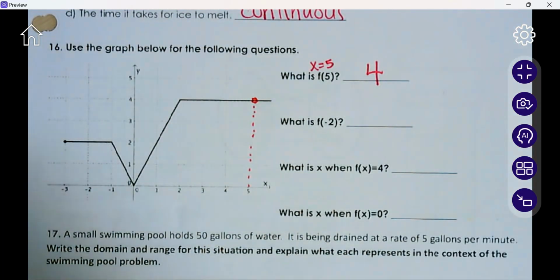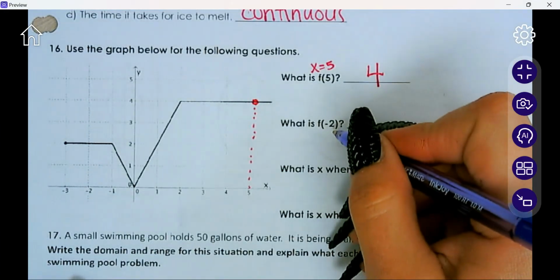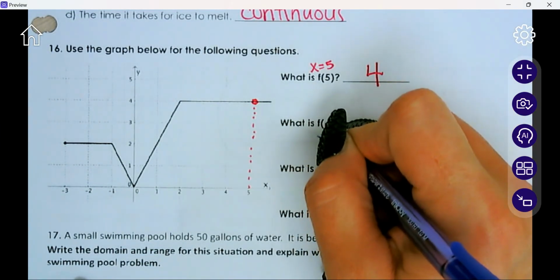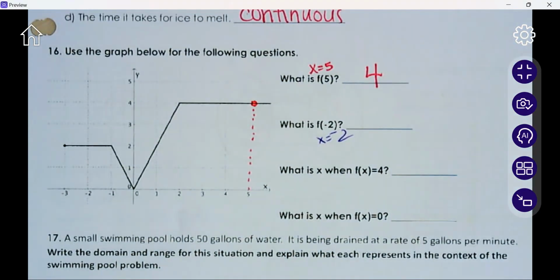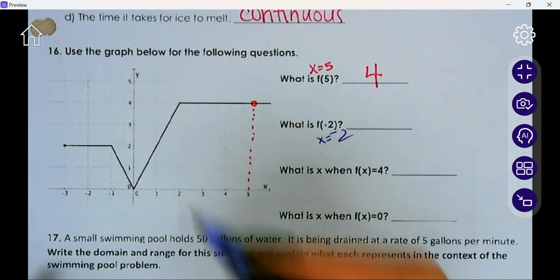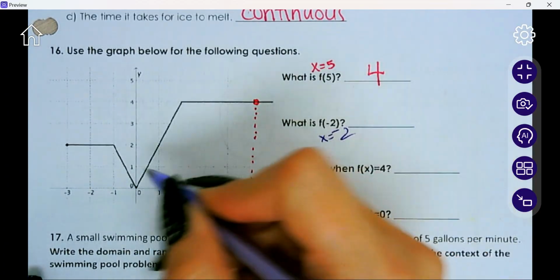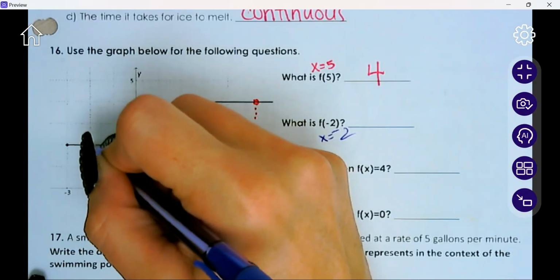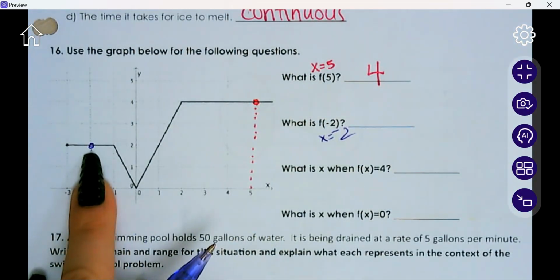Okay, the next one is asking about f of -2. So what that means is my x value is -2. So when my x value is -2, then I'm going to go up here and then find that my y value is 2.